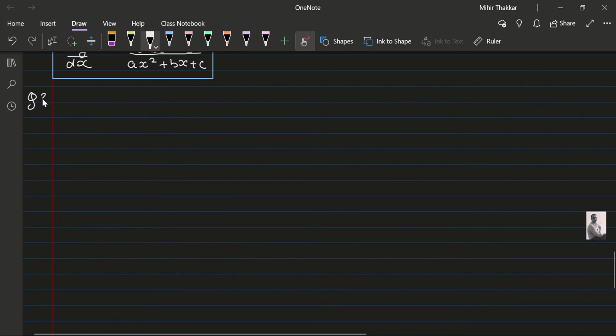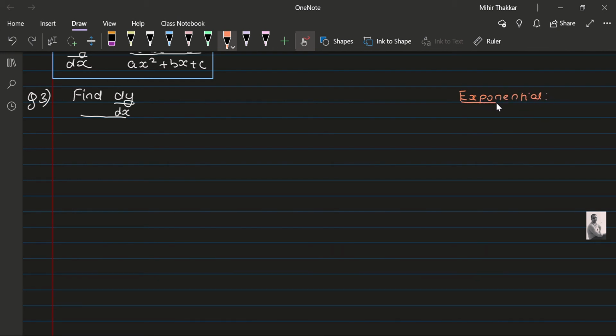Now we move on to question number 3. Once again, the question remains the same: find dy by dx. But here the function that you are given is an exponential function. In case of exponential functions, we had seen that there are two cases. It is a raised to f(x), whose derivative is a raised to f(x) into log a into derivative of f(x). That is one formula.